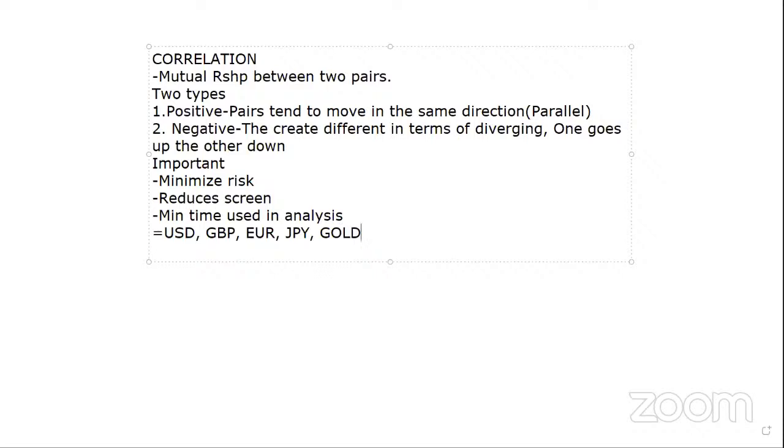So when you know the correlation between these, you see all these. Oh, and there is a DXY. When you know the correlation between all these six of them, USD, GBP, euro, JPY, gold, and DXY, you have done the whole of the market. Okay, now I want to classify these pairs in terms of correlation.